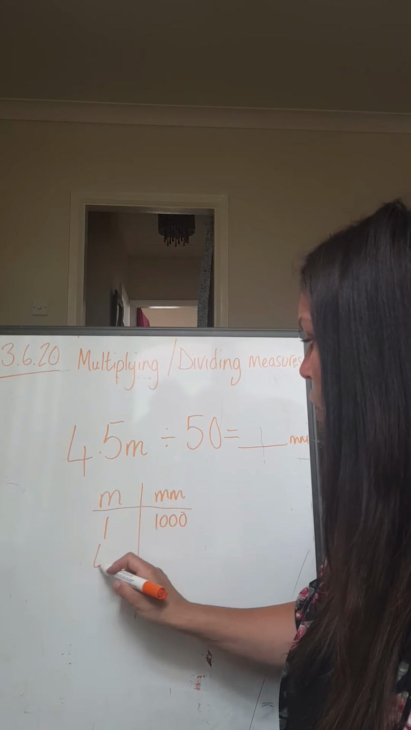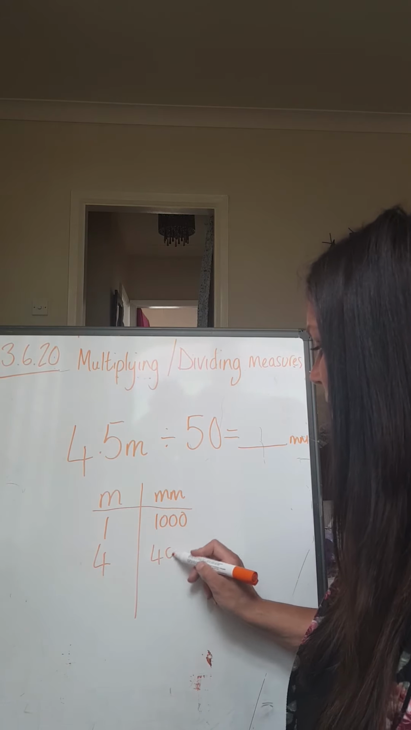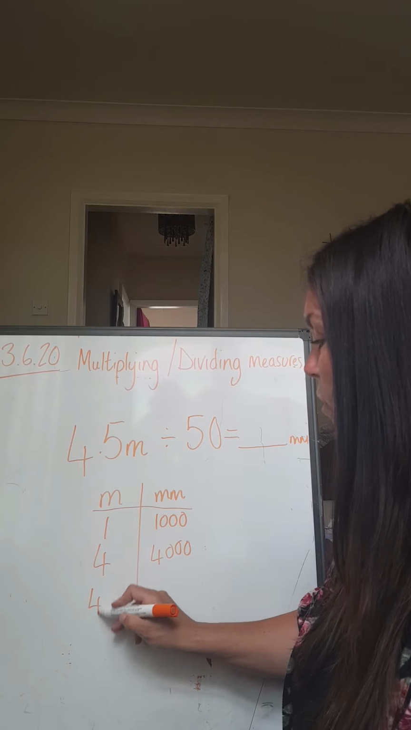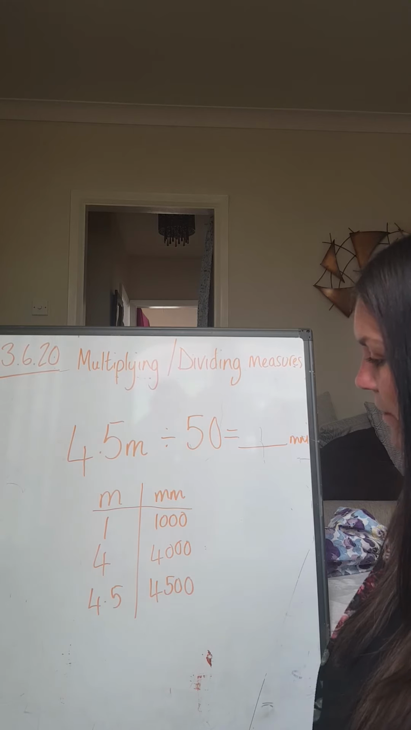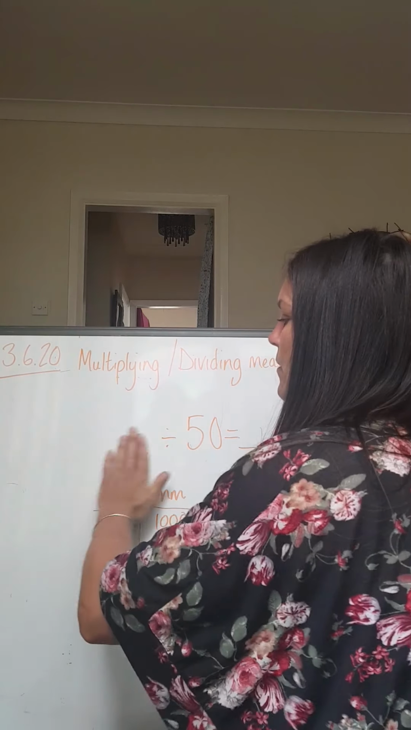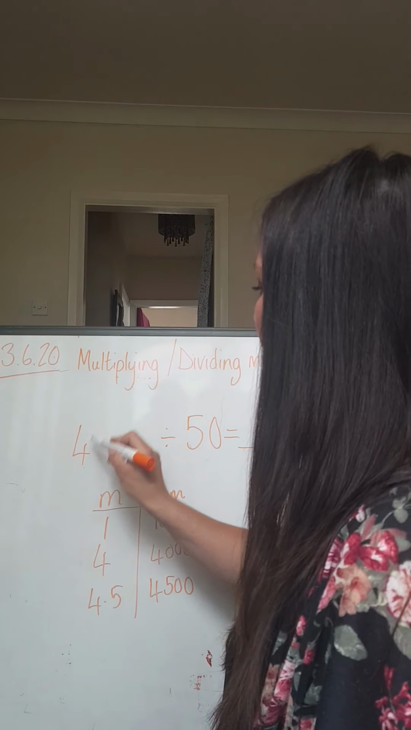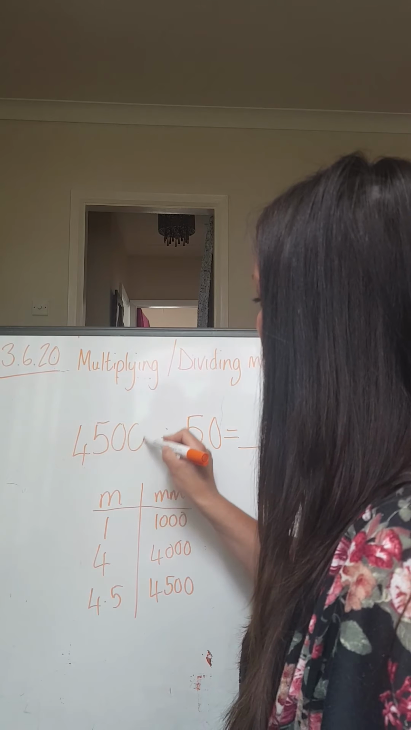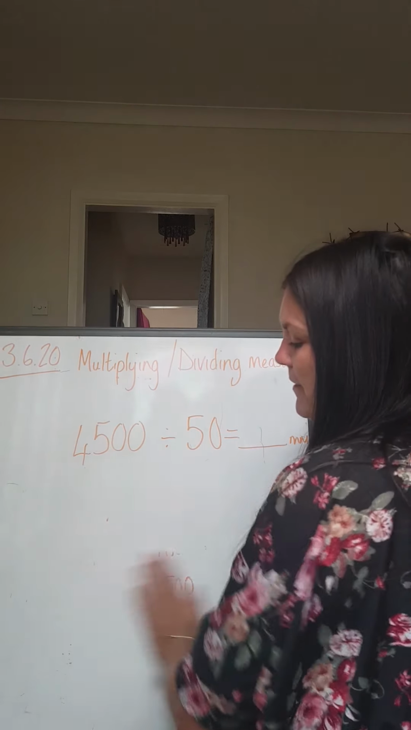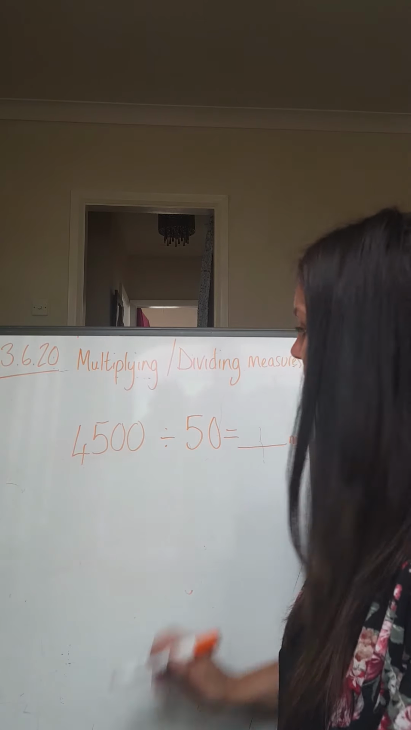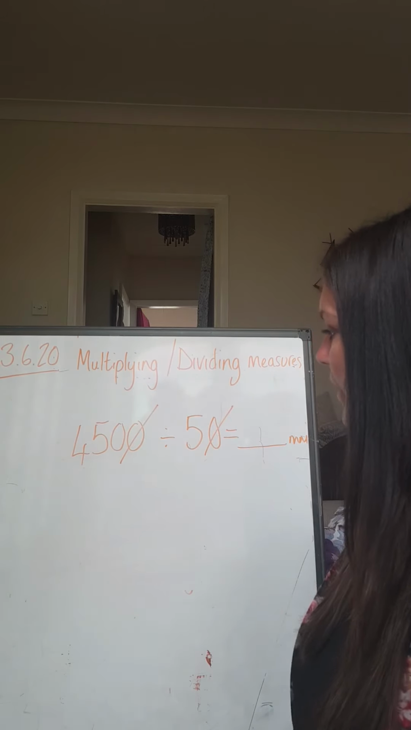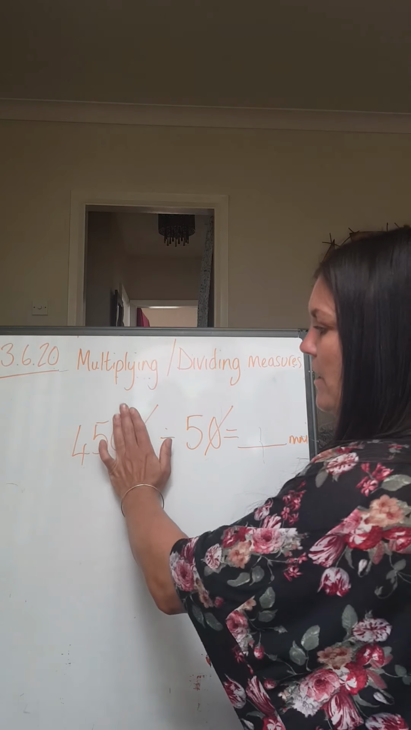So if I've got 4 meters, I would have 4,000 millimeters. And if I've got 4.5, I would have 4,500. So let's convert that. 4,500 divided by 50. Don't need that anymore. Is there a 0 on either side that I can cancel out? Yes, there is. Get rid of that. Get rid of that.